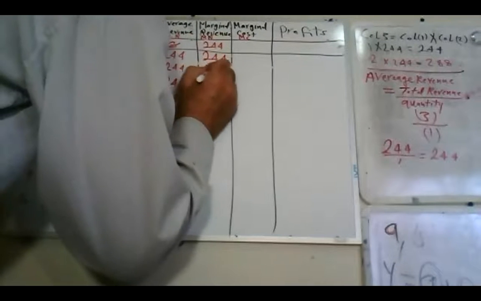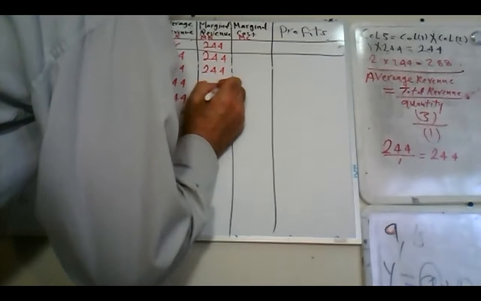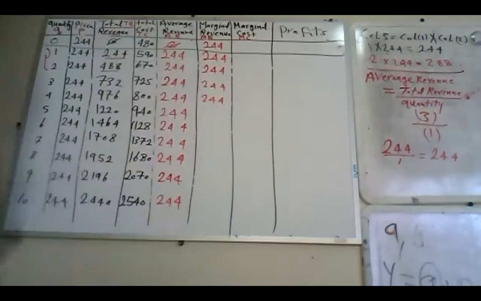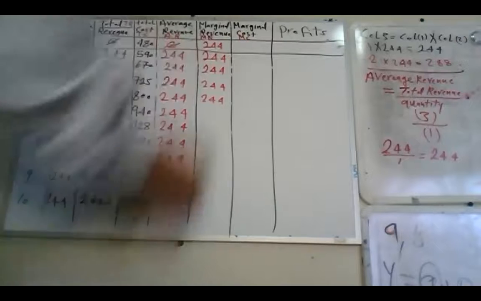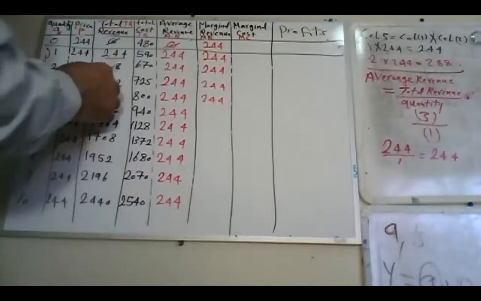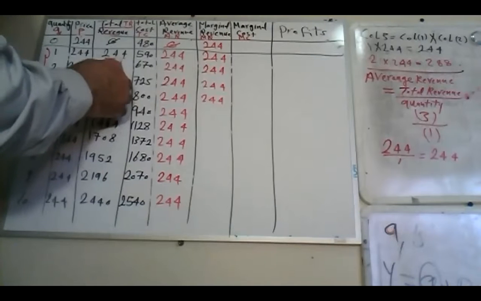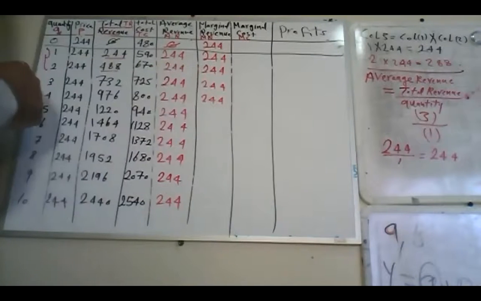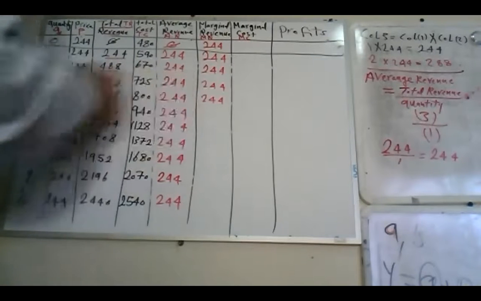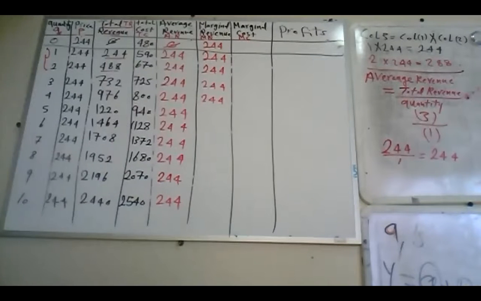It will be 244. The reason why it is 244 is because when you deduct, as an example here, 488 minus 244, this will give me 244. Okay, 732 minus 488, it will give me the same. So I will write the rule here on the board.